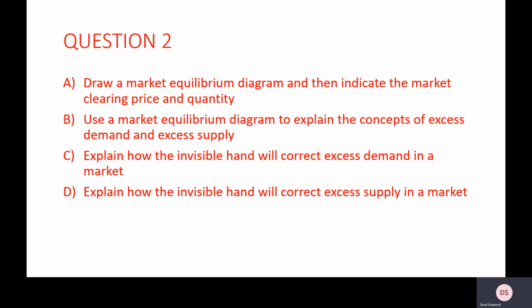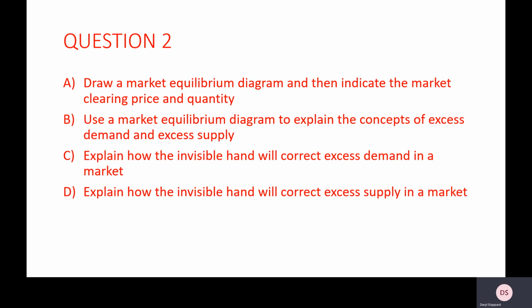Right, I now want you to hit pause and think about these 4 different questions, please. So draw me now a market equilibrium diagram and indicate the market clearing price and quantity. So you might label that P star, Q star. And then for B, I want you to think about how the invisible hand will help tackle and solve the problems of excess supply and excess demand.